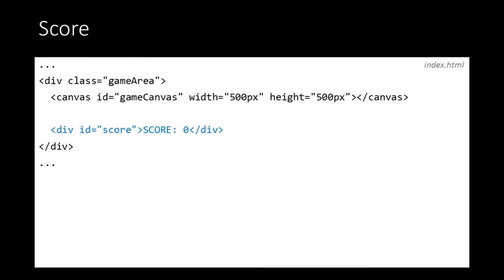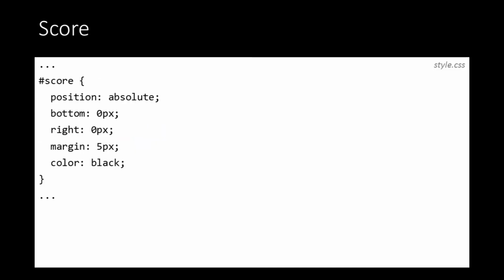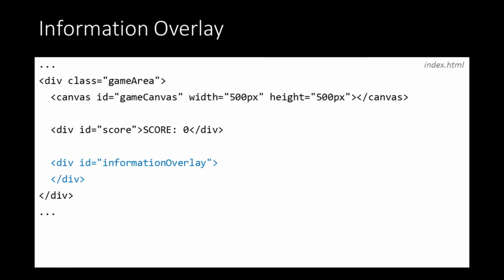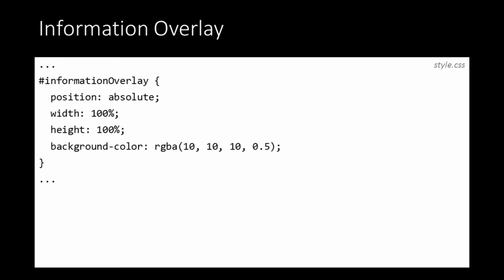I will add a div to contain the score. Now the style of the score is done on its ID. It's placed in the right bottom corner of the game area. Below the score, we'll add the information overlay. Now the information overlay is styled to fill the entire game area. We add a background color with an opacity. Now the HTML file should look like this. Now you can still see the canvas and the score underneath the information overlay.